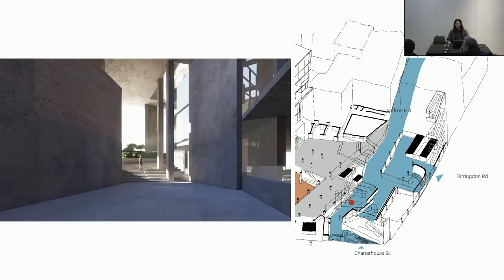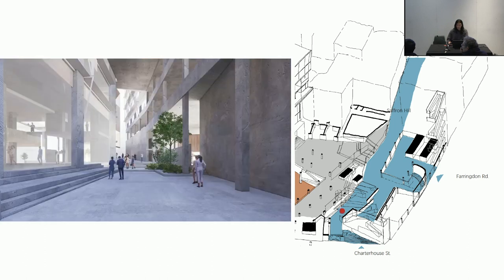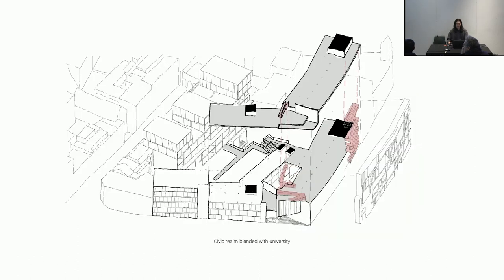And then we move to the end of Saffron Hill, we can see the gorgeous, fabulous light that will shape the staircase. And then looking backwards, we can look at both sides, the elevation and the material of the existing structure and how it opened up and how people could use those rich spaces. Then the civic realm also blends with the university at different heights.